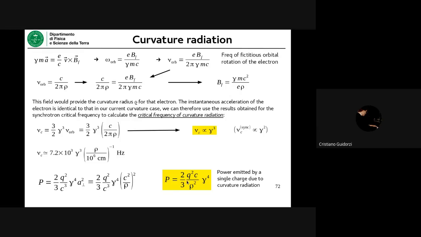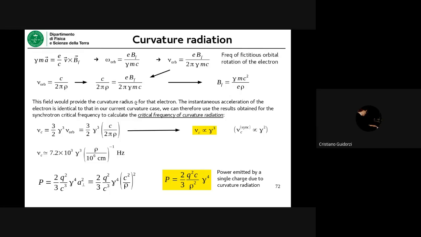So you just have this dependence. But let's focus. Again, the dependence is squared with the charge, and 1 over curvature radius squared. But look, again, another big difference with respect to the synchrotron case. In the synchrotron case, you had something that I encourage you to remember. The scaling of the synchrotron power with gamma is gamma squared. Here it is much stronger, gamma to the fourth.